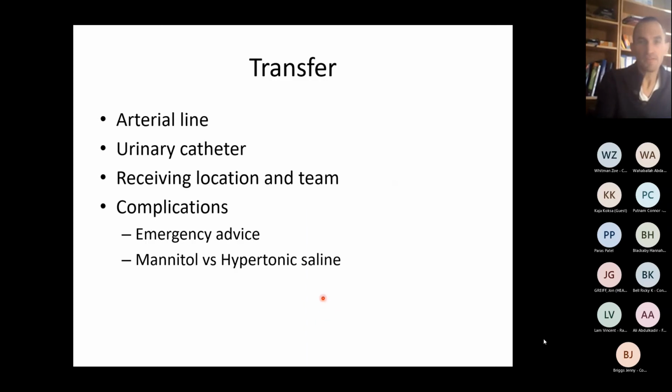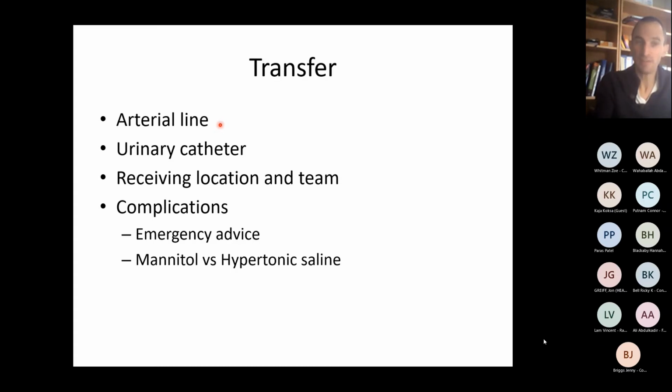In terms of preparing for transfer, all of your standard AAGBI minimum standards of monitoring apply for transferring an intubated patient. Other things that I really think are important in the head trauma patient are to site an arterial line, because you do want that beat-to-beat blood pressure monitoring. There's no doubt about it.